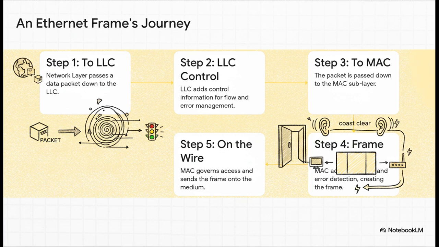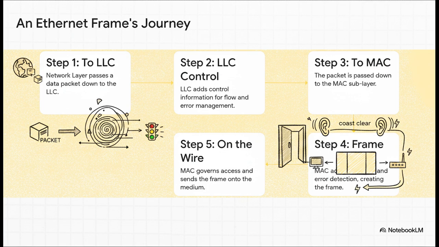Step 4. Now the real work begins. The MAC sublayer, our door attendant, builds the actual Ethernet frame. It takes the data and it adds a header to the front. This header is critical. It contains the MAC address of the destination, your router, and the MAC address of the source, your PC. It also adds that error-checking code to the very end.